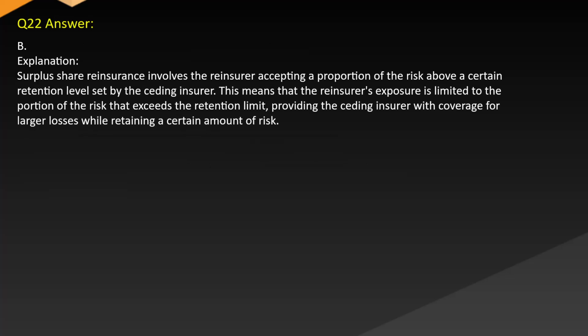Answer B. Explanation. Surplus share reinsurance involves the reinsurer accepting a proportion of the risk above a certain retention level set by the ceding insurer. This means that the reinsurer's exposure is limited to the portion of the risk that exceeds the retention limit, providing the ceding insurer with coverage for larger losses while retaining a certain amount of risk.